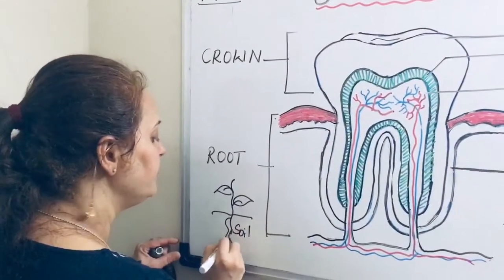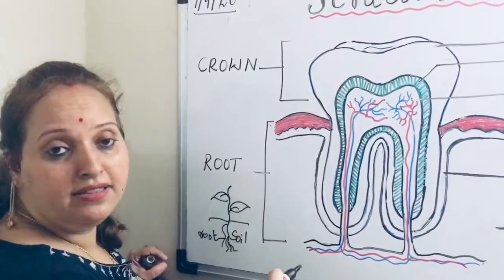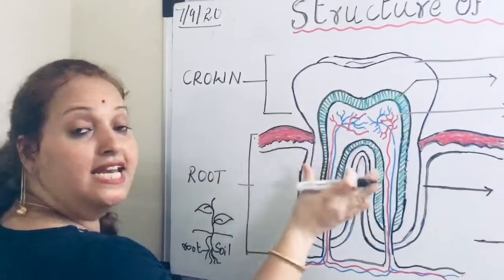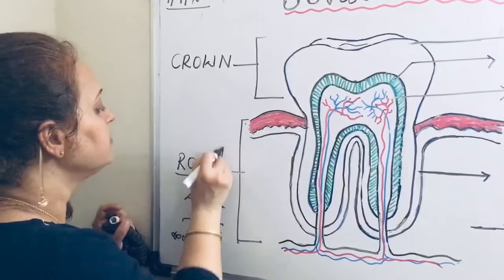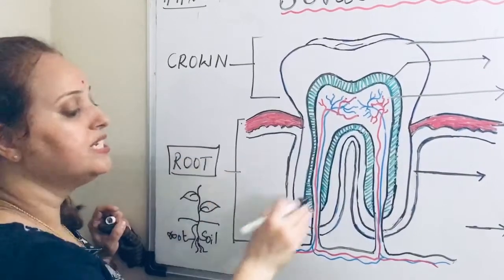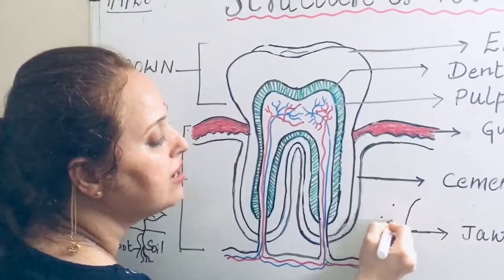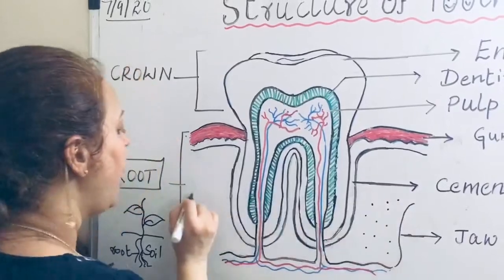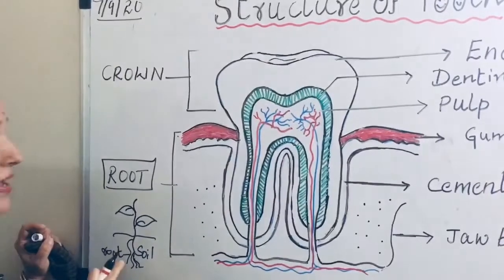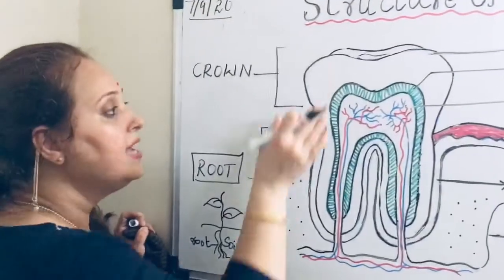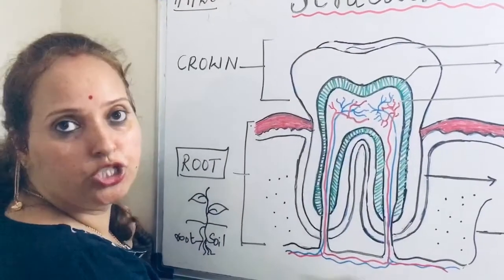So, which part helps in fixing? That is the root, right? A root fixes a plant in the soil. Similarly, in every tooth, there is a lower part that is called the root. This root is fixing our teeth into our jawbone. Imagine this is a bone, and in our jawbone, the tooth is fixed. Just like the roots in the soil, the root of a tooth is fixing a tooth into our jawbone.